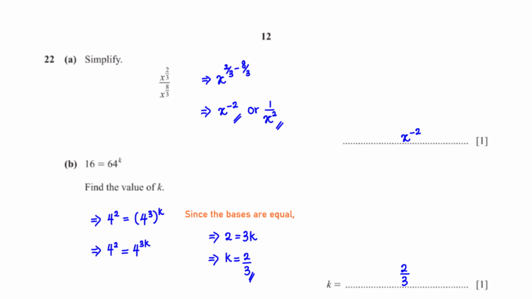16 equals 64 raised to the power k. Find the value of k. We can rewrite 16 as 4 raised to the power 2 and 64 as 4 raised to the power 3. The powers multiply, so 4 raised to the power 3 times k is 4 raised to the power 3k. Since the bases on both sides of the equation are now equal, then their powers should also be equal. So we have 2 equals 3k. When we divide both sides by 3, we have k equals 2 over 3.